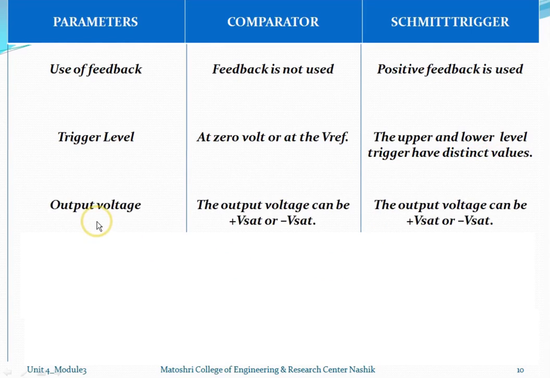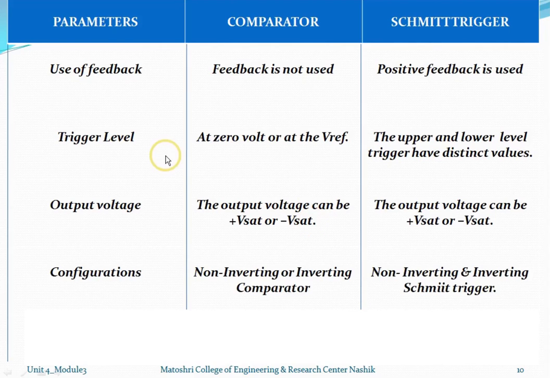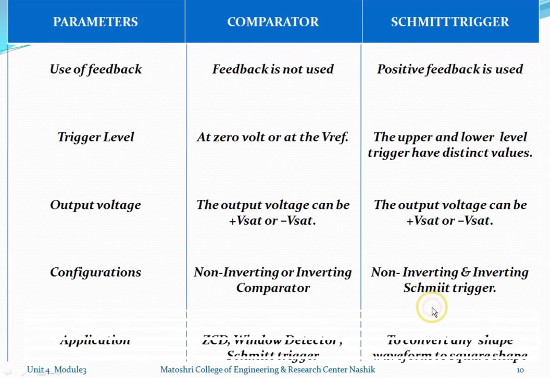In the case of output voltage, the comparator output can be positive saturation or negative saturation. Similarly, in the Schmitt trigger, the output voltage is positive saturation or negative saturation. There are two configurations in both circuits: non-inverting and inverting comparator, as well as non-inverting and inverting Schmitt trigger. The comparator is used as a zero cross detector or window detector, or the comparator can be used as a Schmitt trigger.